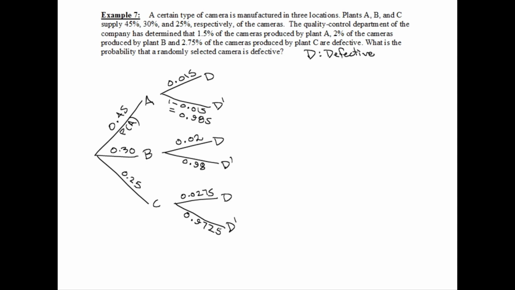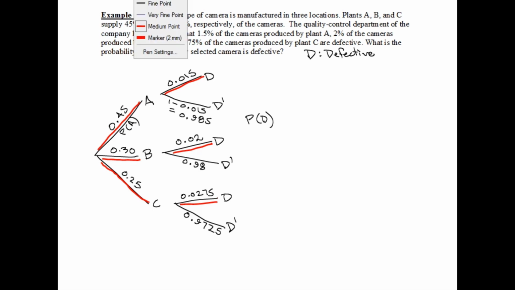Okay, we want to figure out the probability that a randomly selected camera is defective. So we want P of D. Now what we need to do is find all the branches that lead to D. Where are they? Well, here's one branch that leads to D. We're going to multiply along there. Here's another way to get to D. Multiply along there. And here is a third way to get to D. So we're going to multiply along all of those branches, and we're going to add them all up.